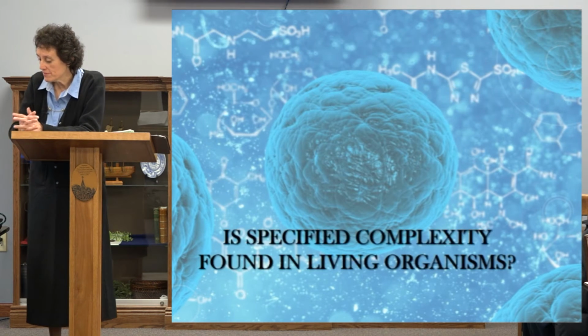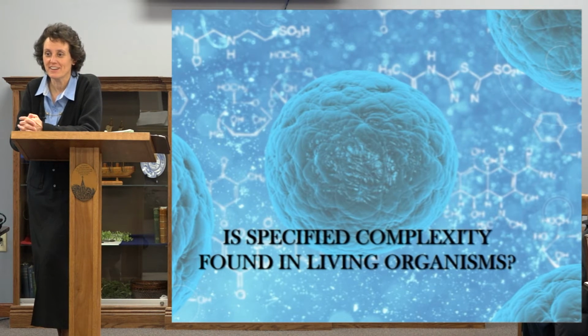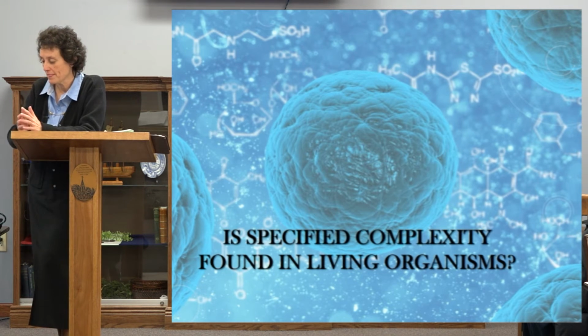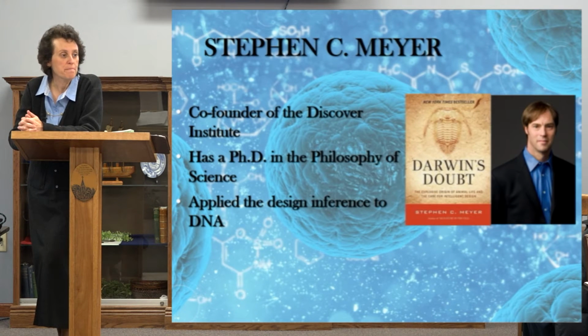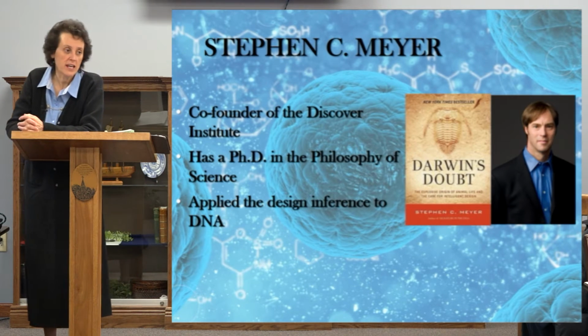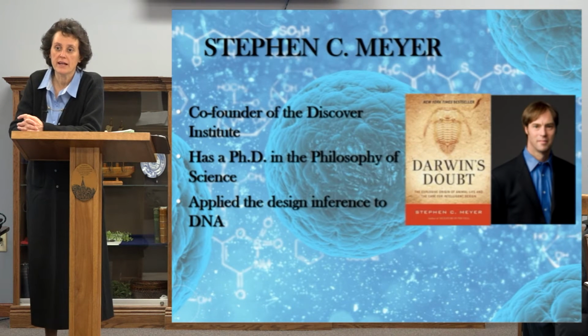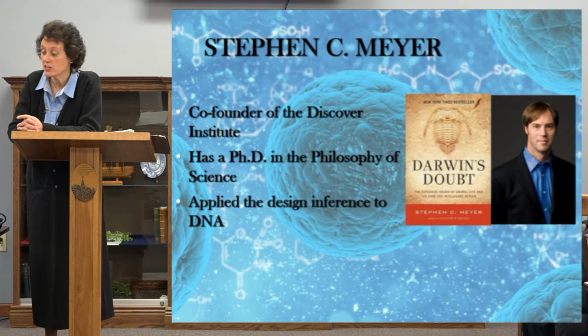So, can we find specified complexity in living organisms? I've been ahead of myself and told you that we do, and we find it in the DNA molecule. Stephen Meyer, we've had him before. He is the co-founder of the Discovery Institute, and he is a PhD in the philosophy of science, and he's taken William Dembski's argument further and applied it more specifically to the information found in DNA.